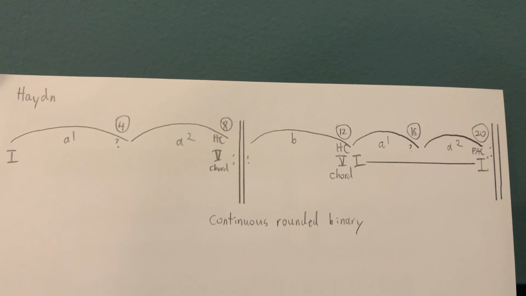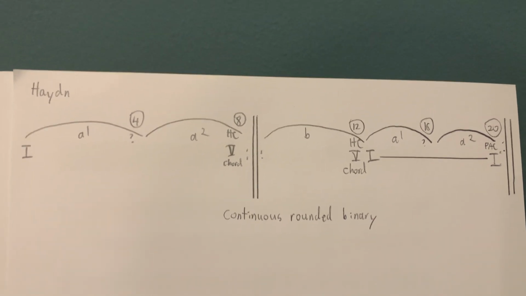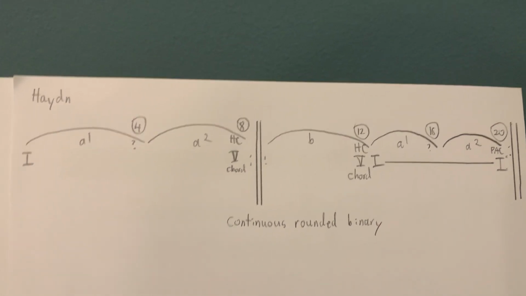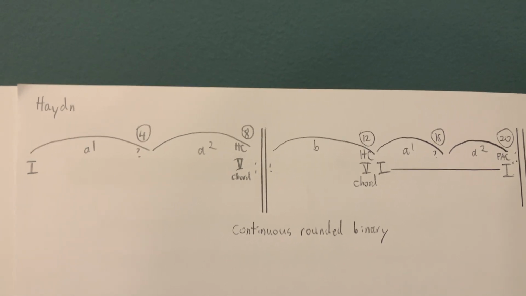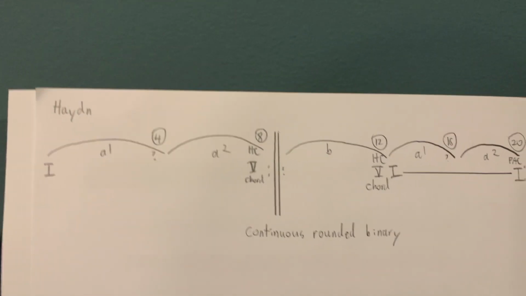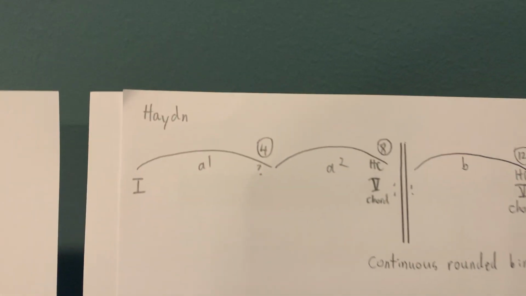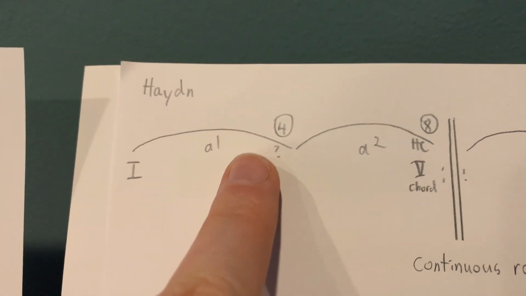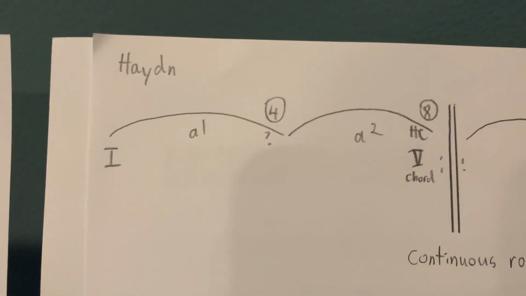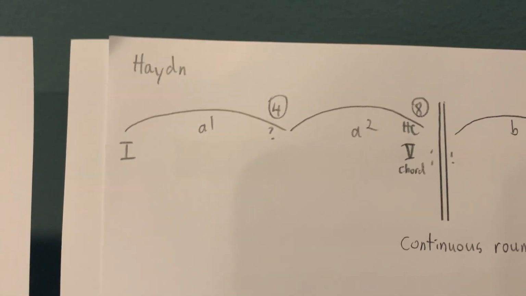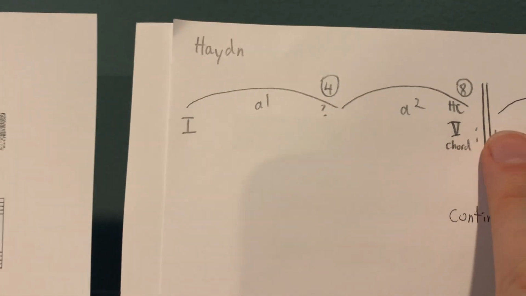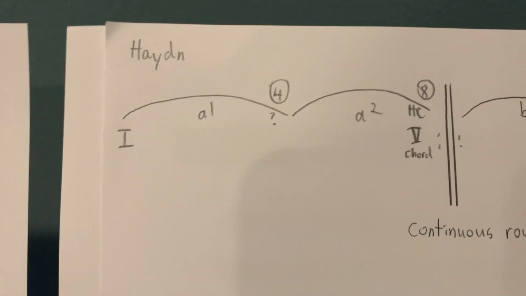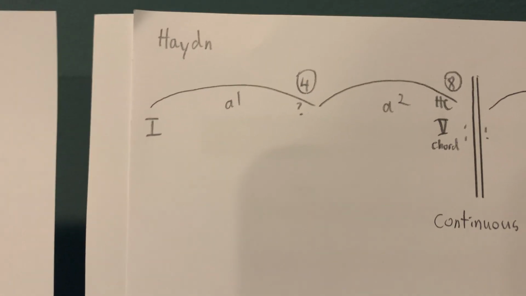All right, here's my diagram of the Haydn piece. This is a continuous rounded binary. Now, the continuous has to do with part one. Notice that part one, I just put a question mark by that first cadence. It's kind of weak, may not even be a cadence. The reason this is continuous is because we end on a half cadence. So I put half cadence, 5 chord to show that.